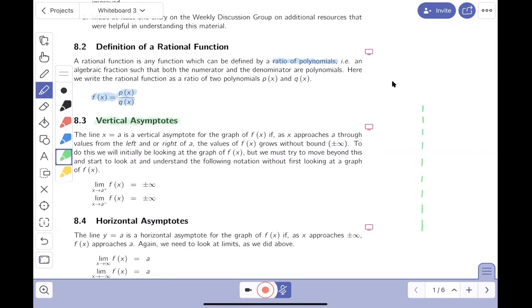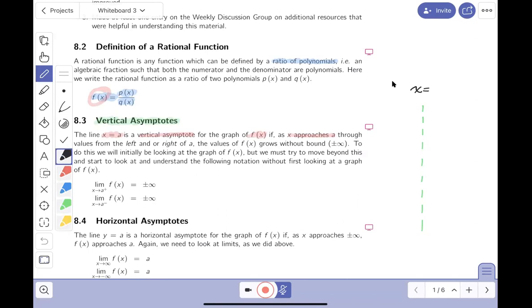I'm going to read this to you, and as I read things to you, we certainly want to encourage you to read as well. It says the line x equals a is a vertical asymptote for the graph of f of x. What are we talking about here? This graph over here, if as x approaches a. It's always a tough concept, by the way. I'm going to write this on the side for you.